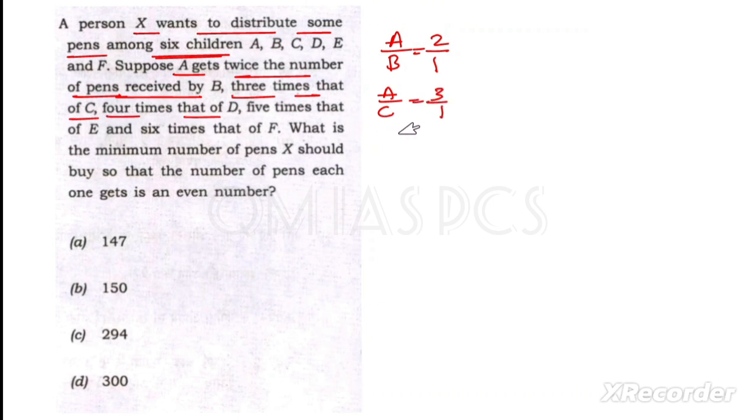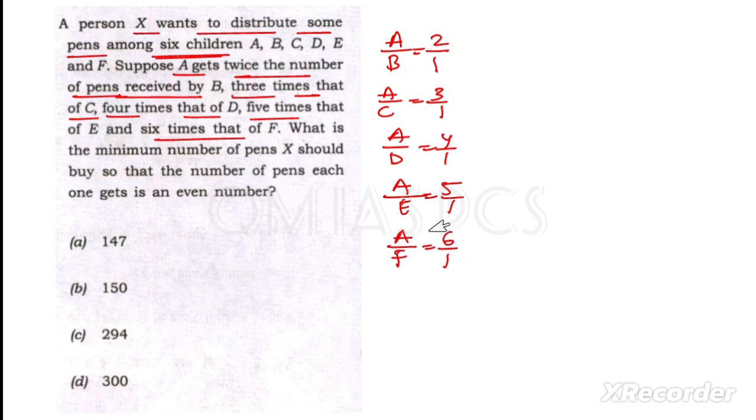A gets 4 times of D. Okay, then 5 times of E, and finally A gets 6 times of that of F. So A by F is equal to 6 by 1.